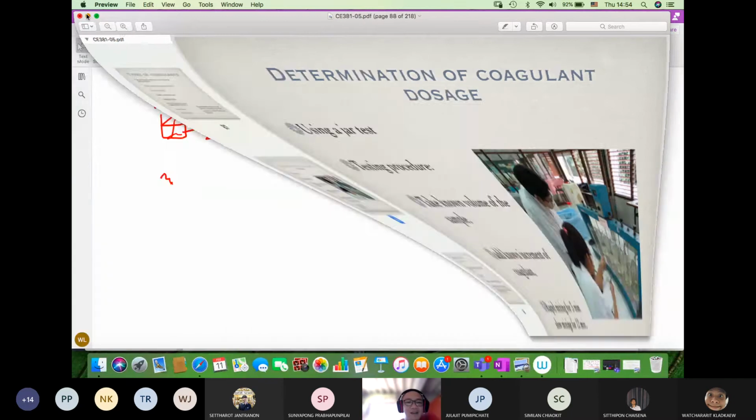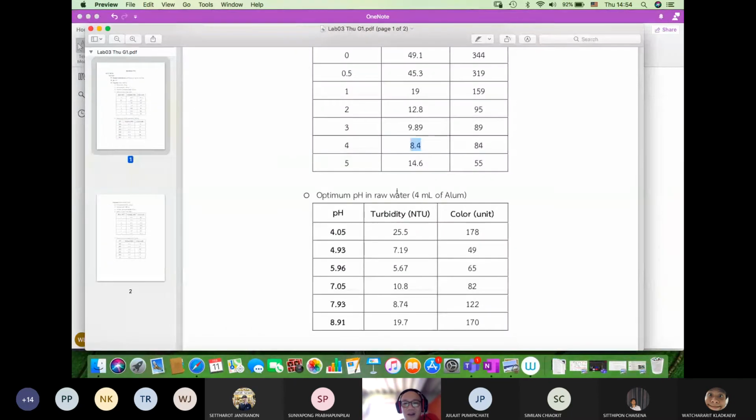After putting the 4 ml of alum into the jars, we adjust the speed, rapid mixing followed by slow mixing, and then let it settle for at least 30 minutes.